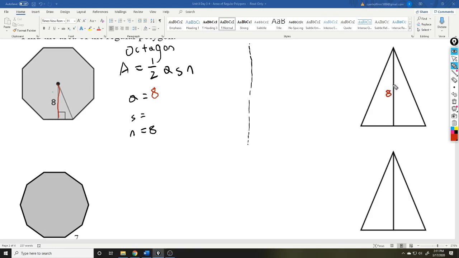Then we need to get the central angle. Central angle, we're going to take 360 and divide it by our number of sides. Well, number of sides is 8. So that, let's see, I gotta divide a couple times. That's going to be 45.